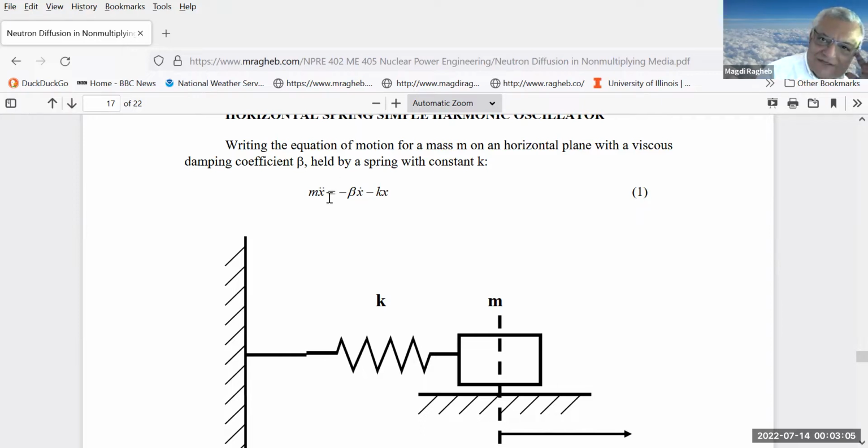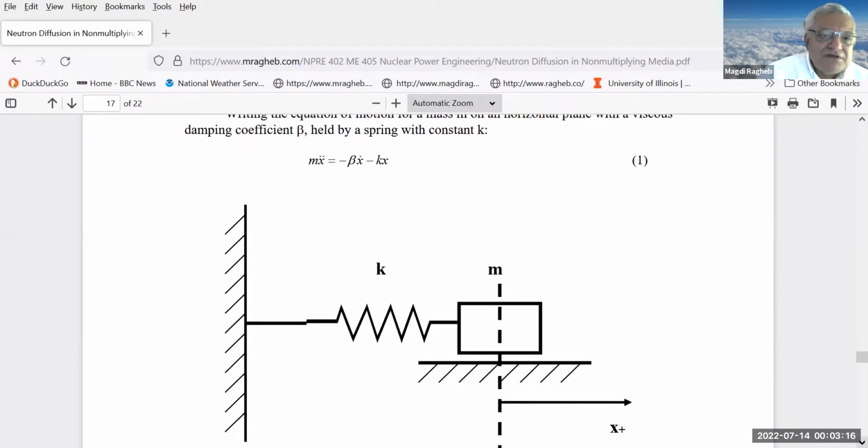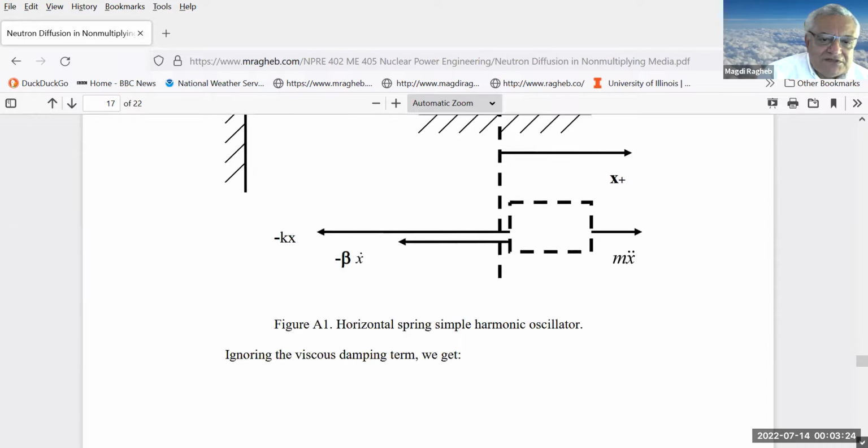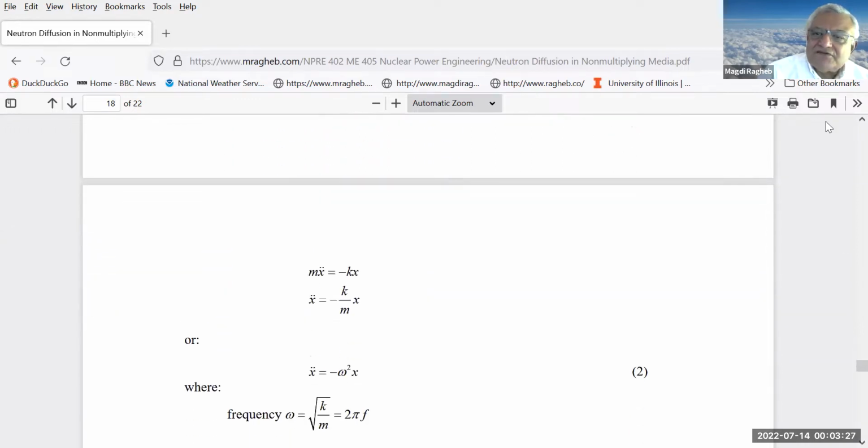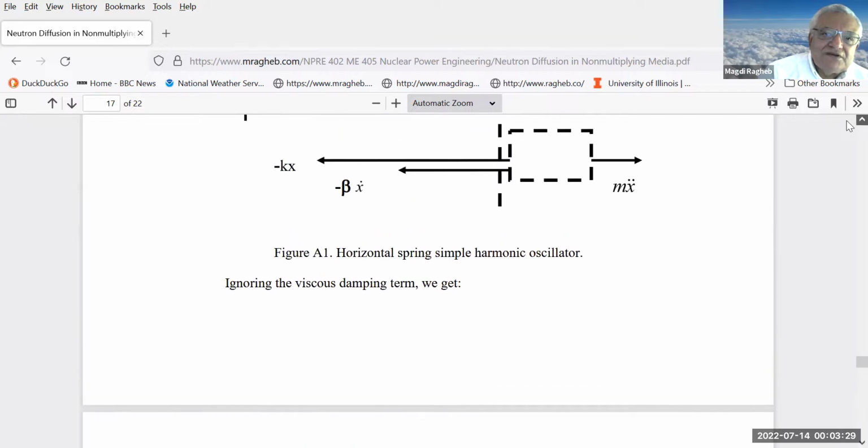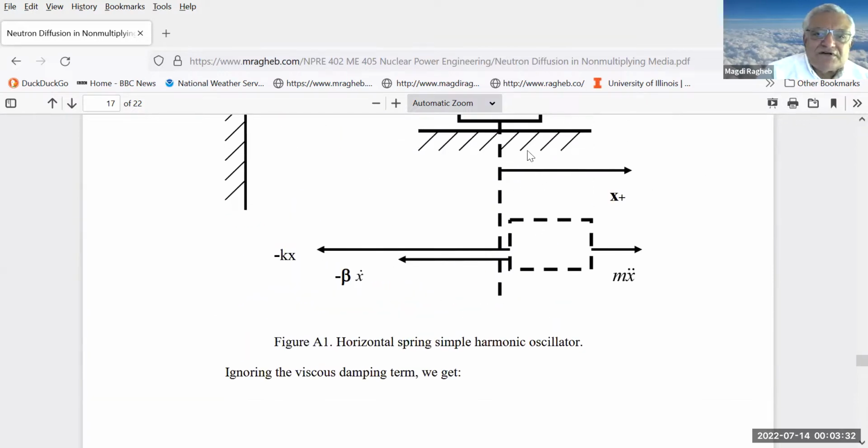And the analogy here is time to space, and we don't need to reinvent the wheel. We take the solution for that simple harmonic oscillator and apply it to the case of neutrons by replacing the second derivative in time by the second derivative in space. All right, so what is the solution to that problem? Let us assume that we have an ideal case in which I don't have roughness on that surface. That's a surface that's 100% smooth, so there is no drag or no friction.